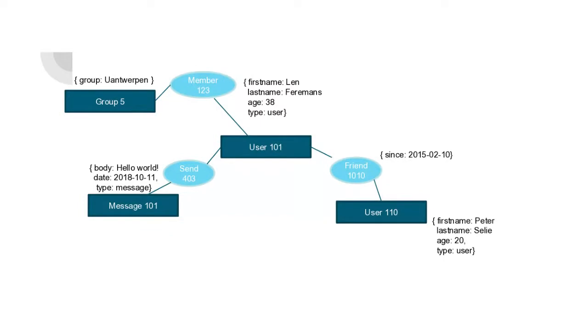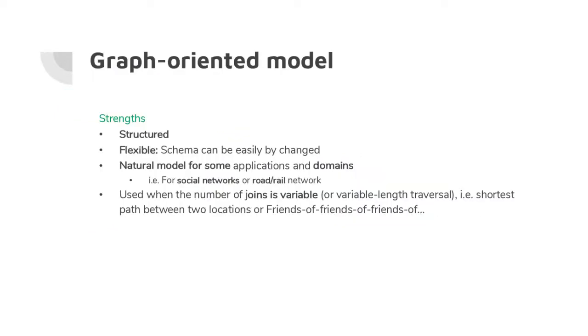So here's an example. You have the node user 101, that's the unique ID. You have some properties: first name, last name, age. Then you have another node, group 5. 5 is a unique ID with the property U Antwerpen. And then you have an edge between that instance of a user and that instance of a group, and that's the relation member. So that also has a unique ID, and that specifies the membership that the user is in. User 101 is in group 5, and so on. So this is a small example for illustration.